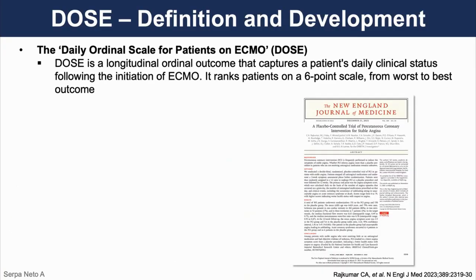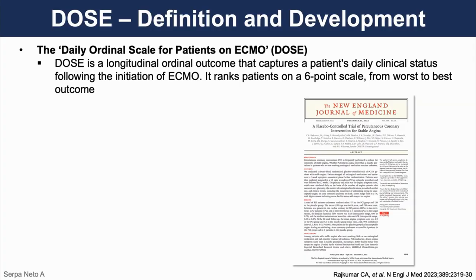So this is when we developed the DOSE outcome. DOSE is a longitudinal ordinal outcome that captures a patient's daily clinical status following the initiation of ECMO, and it ranks the patient on a 6-point scale from worst to best. It was based on an outcome reported in this trial, the ORBITA-2. I really recommend you read this trial. It's really nice, and the outcome that they use and the way that they explain their outcome is really nice.